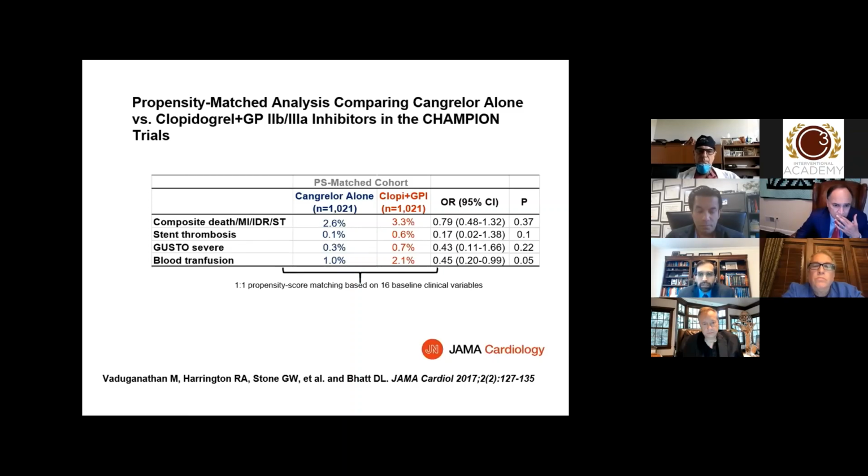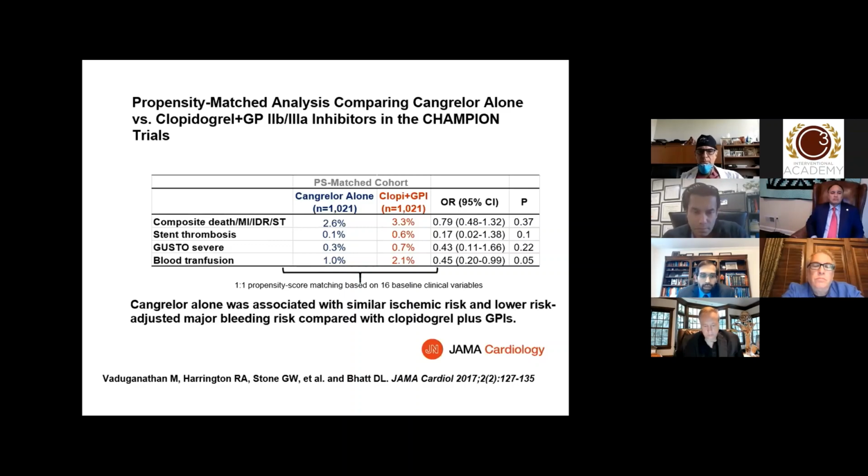In terms of ischemic events, an odds ratio of 0.79, numerically in favor of Kengreal versus clopidogrel plus 2B3A inhibitor, though the p-value wasn't significant. Though if you look at stent thrombosis as well, an odds ratio of 0.17, again, a small number of patients relatively that we could match, the p-value is not significant. And bleeding was lower, and blood transfusion, in fact, was significantly lower, about 50% lower, 2 versus 1%. So what you get essentially when comparing Kengreal versus clopidogrel plus a 2B3A inhibitor is at least similar ischemic benefits, maybe better, and a lower adjusted risk of major bleeding. Again, with the caveat that this isn't a randomization, but a propensity match.